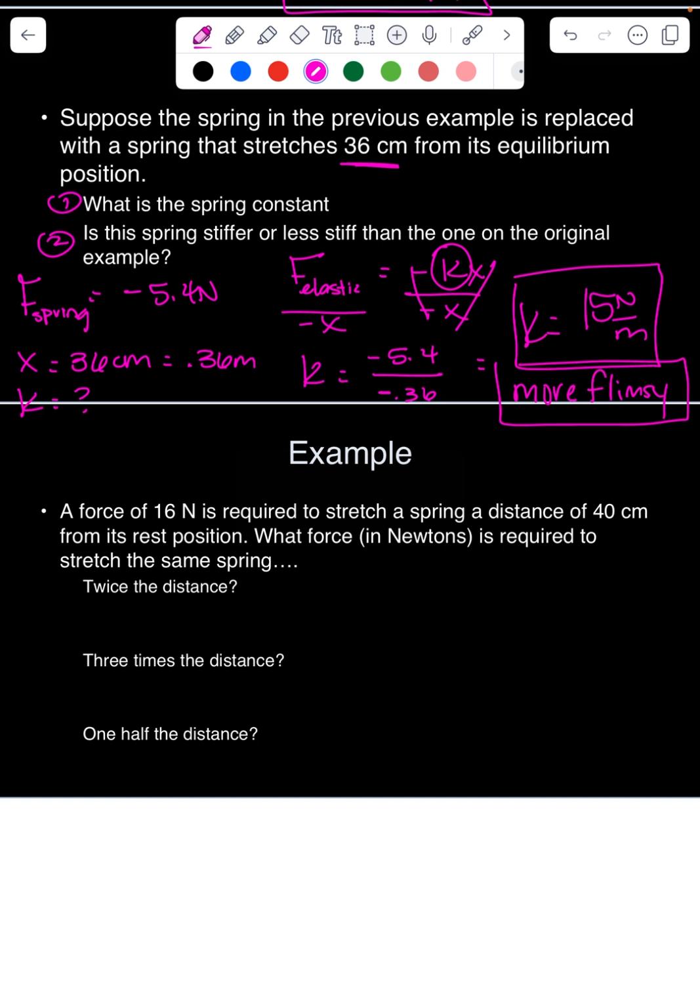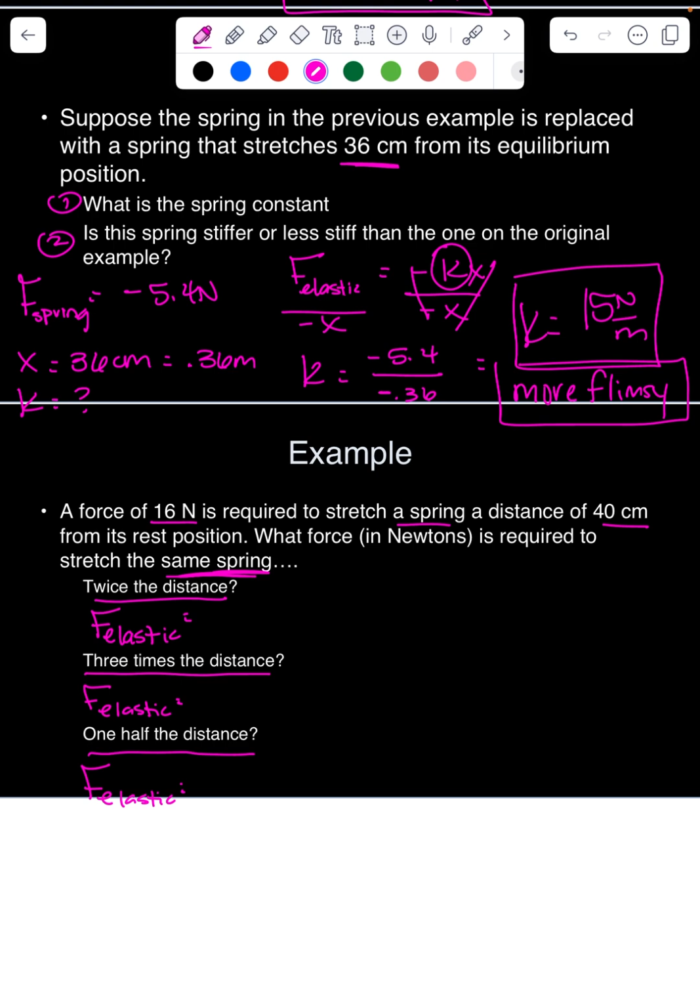So let's look at this one. We know that a force of 16 newtons is required to stretch a certain spring a distance of 40 centimeters from its rest position. All right, so we want to know what force is required to stretch the same spring twice the distance, 3 times the distance, and then half of the distance. So we're looking for the elastic force for each of these.